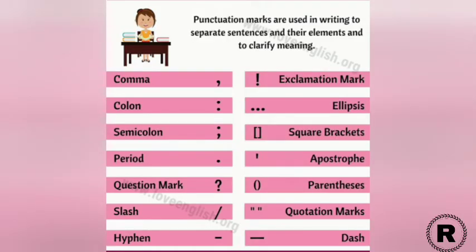As you can see on your screen, there are so many punctuation marks. They are used in writing to separate sentences and their elements and to clarify meaning, because these punctuation marks are used to give the clear meaning of your emotions, clear meaning of the sentences, like comma, colon, semicolon, period, question mark, slash, hyphen, exclamation mark, ellipsis, then square brackets, apostrophe, parenthesis, quotation marks, and dash.